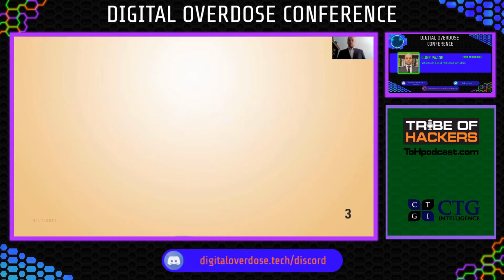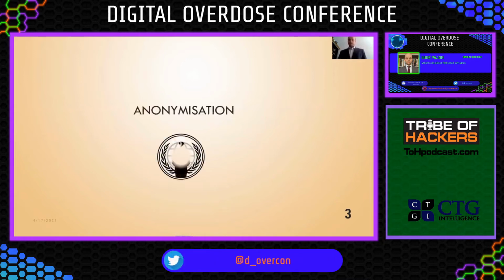So, anonymization is our first one. What is anonymization, you may ask? In short, it is the process of rendering data into a form which does not identify individuals and where identification is not likely to take place.